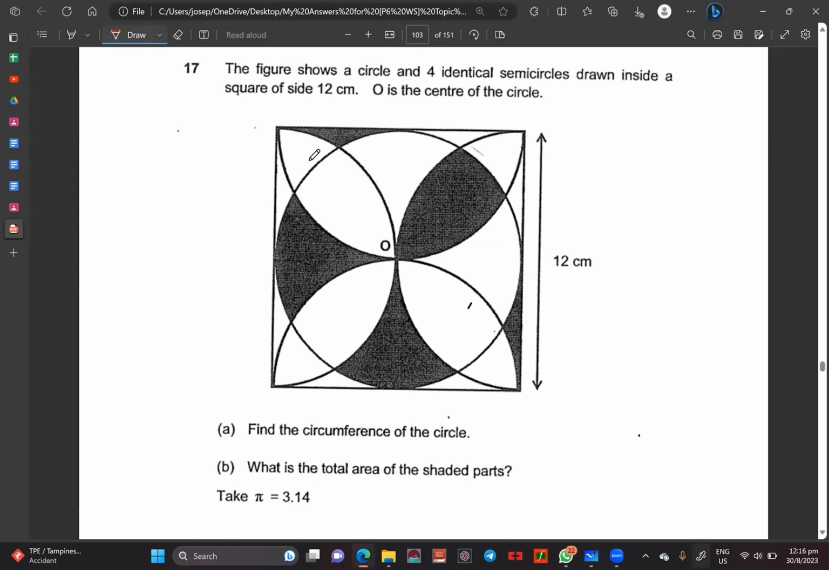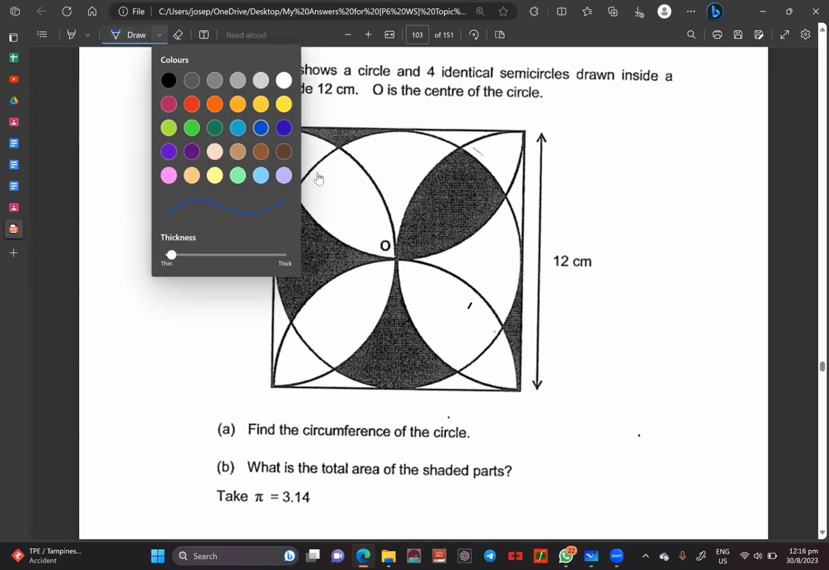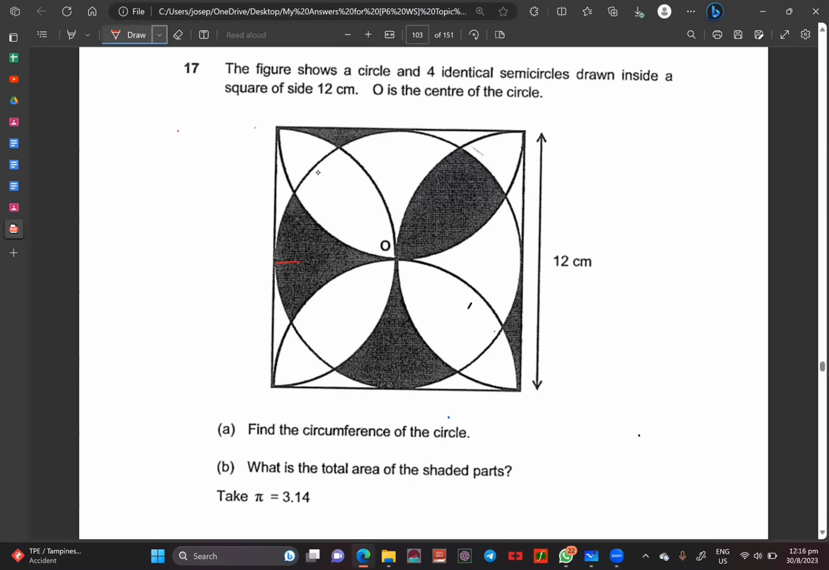So for questions like that, we adopt a method called cut and paste, or some people call it shifting and moving it and stuff like that, okay? So what I want to do first is cut this shape into parts that I am familiar with. So I'm just going to cut it like that. I'm going to bring this down.